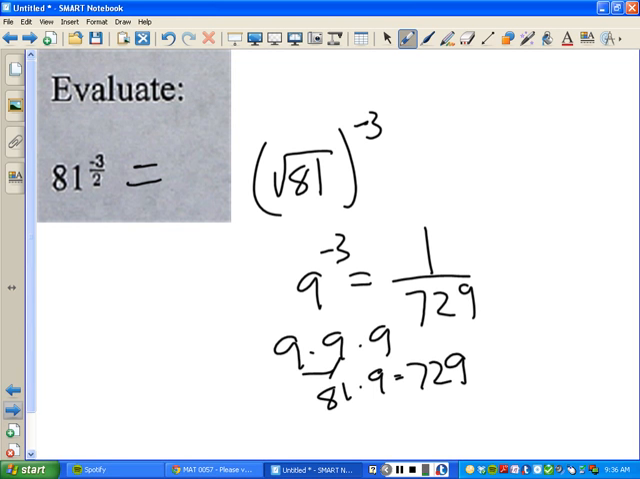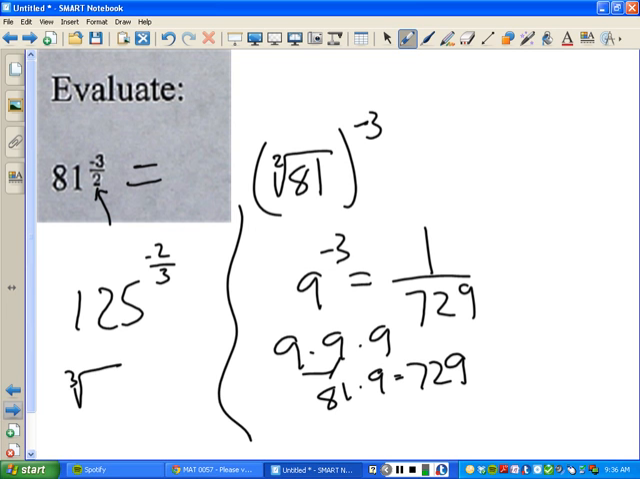What does the 2 tell you? So the question is, what does this 2 tell me? That tells me it's the square root. Now, say, for example, this is 125 to the -2/3. Then what I would do there is the cube root of 125 to the -2. So that would be 5 to the -2, which is 1/25. Make sense? Any questions on that?